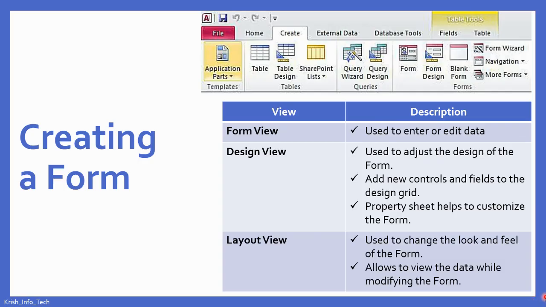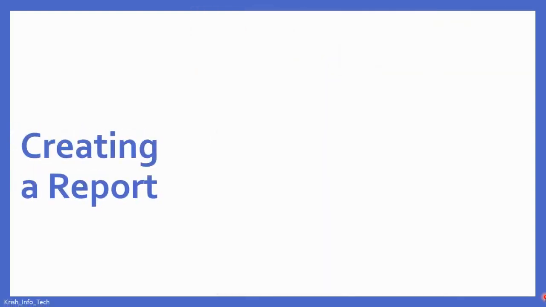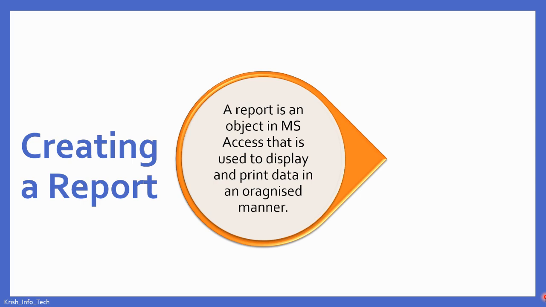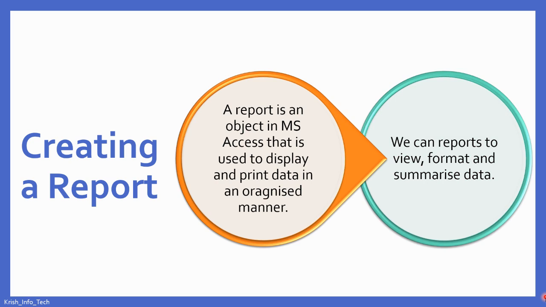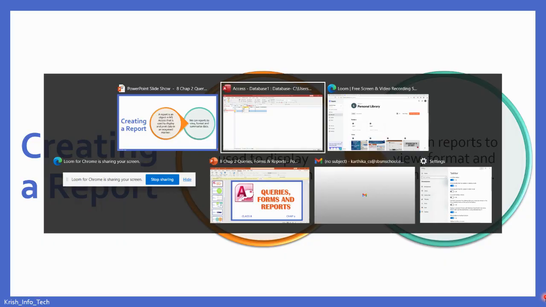Now we are done with forms, and finally we are going to see how to create reports. A report is an object in MS Access that is used to display and print data in an organized manner. We saw that we got a new table after applying the query, and that can be done using a report. We can create reports to view, format, and summarize the data. Now I'm taking you to MS Access to show you how.